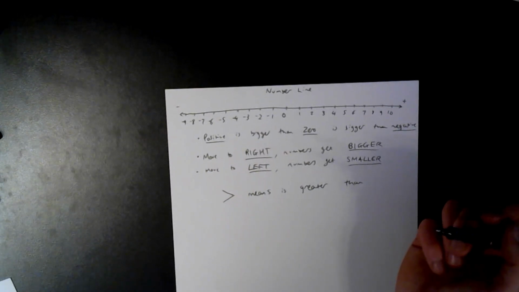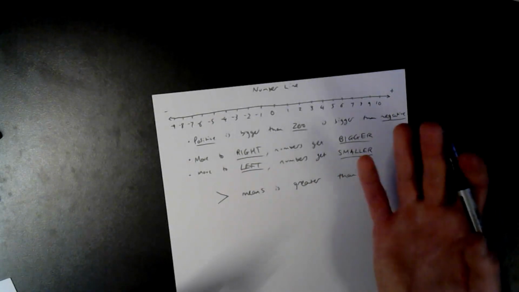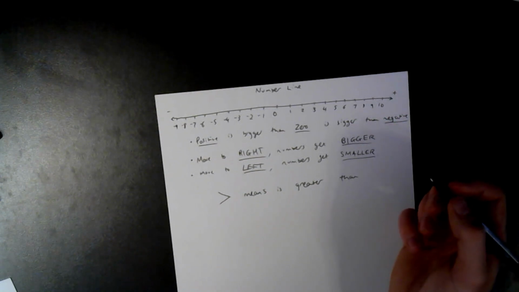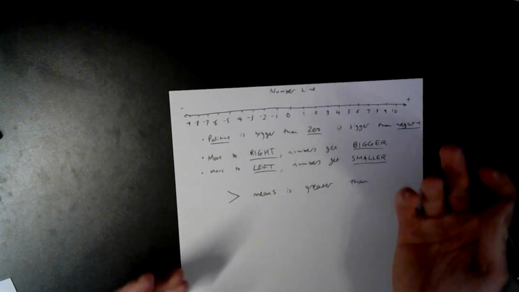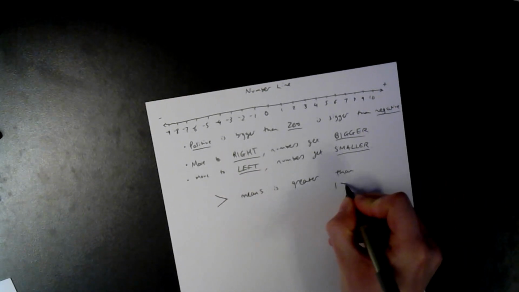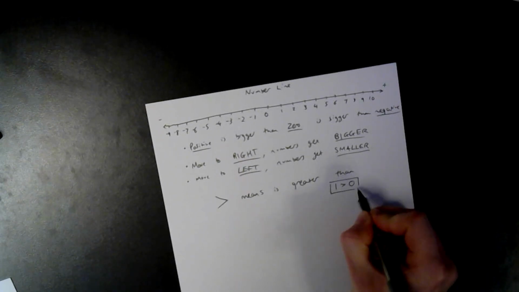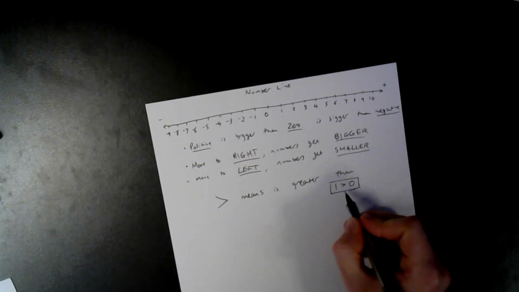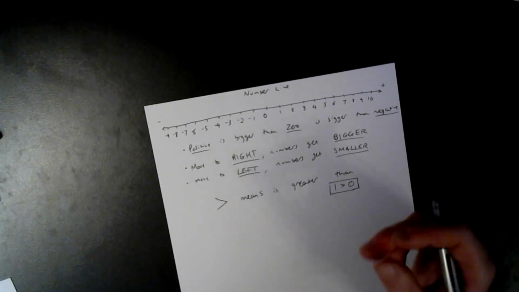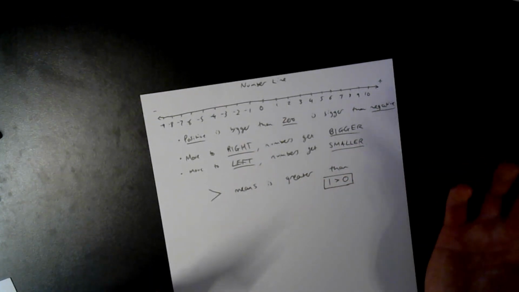So in practice, we might say 1 is greater than 0, because 1 is bigger than 0. So we'd write 1 is bigger than 0. And that's because a crocodile would want to eat one bit of food more than they'd want to eat 0 bits of food.